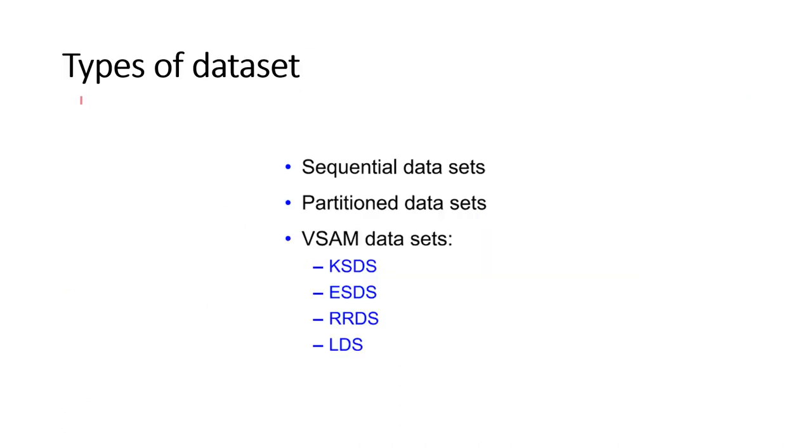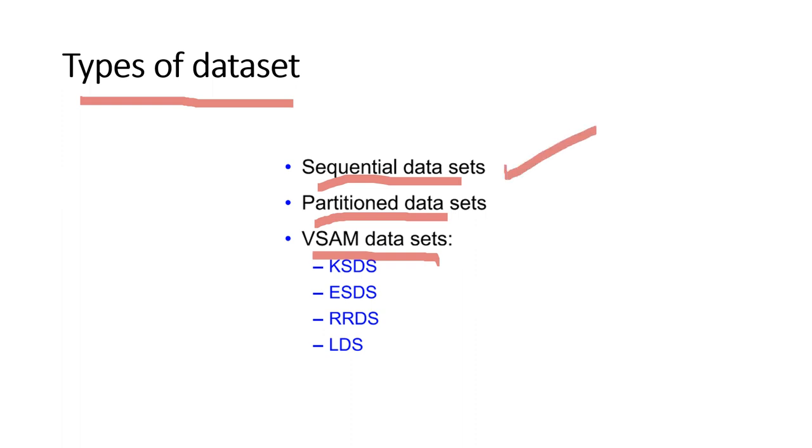Let's start with the types of datasets. Datasets are divided into three types: sequential dataset, partitioned dataset, and VSAM dataset. Let's discuss them one by one. First is the sequential dataset. A sequential dataset is the simplest type of dataset and is roughly equivalent to a file in Unix, Linux, or Windows. Next is the partitioned dataset. A partitioned dataset is a collection of storage areas called members, and it is not equivalent to a file in Linux, Unix, or Windows. This is the difference between a sequential dataset and a partitioned dataset.